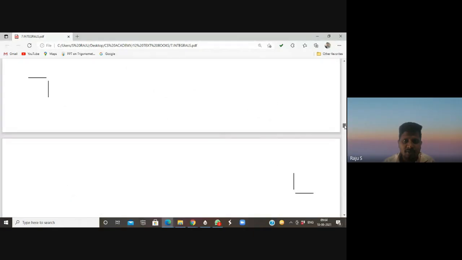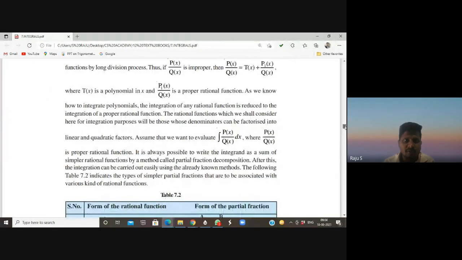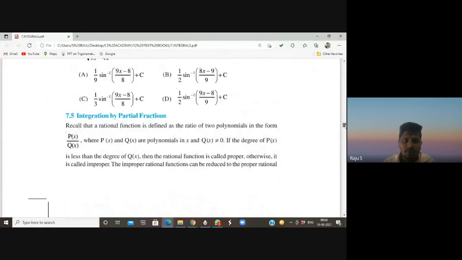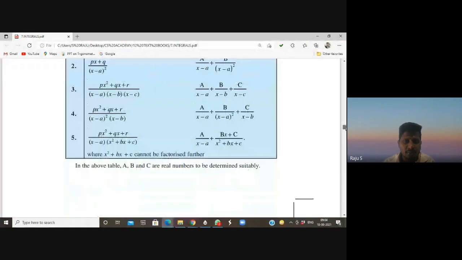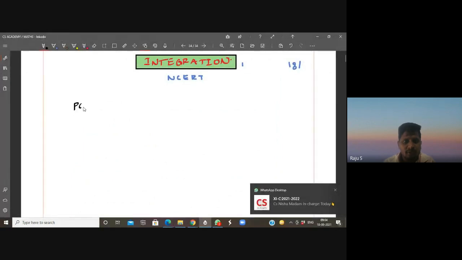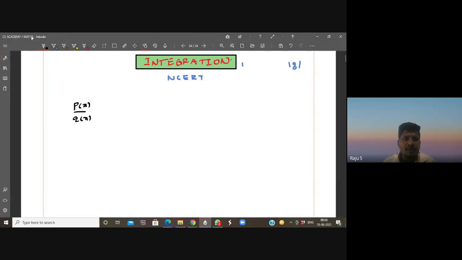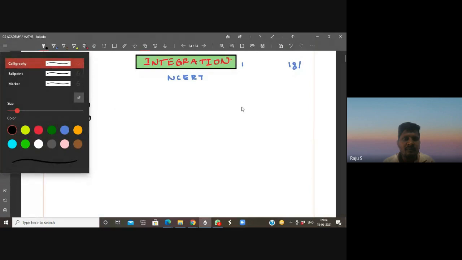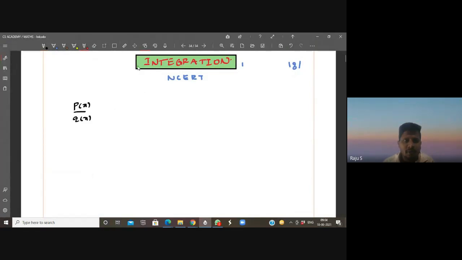Rational function is improper and a proper function is there. Okay, so when can we say the rational function is called a proper rational function or an improper rational function? It's very simple, students. Every rational function can be given by p of x by q of x, where p of x and q of x are any two polynomials, right? I'm going to give some examples of proper and improper functions here.